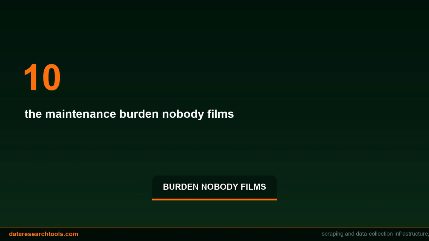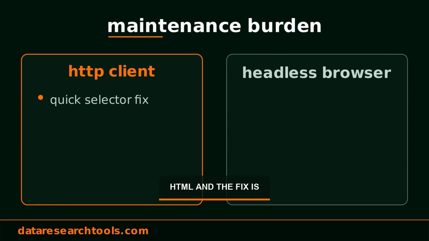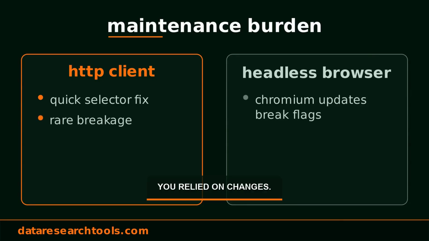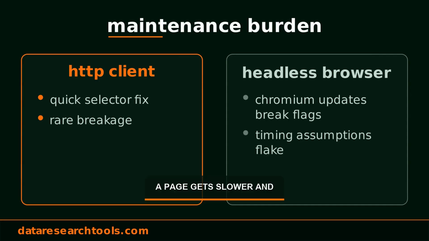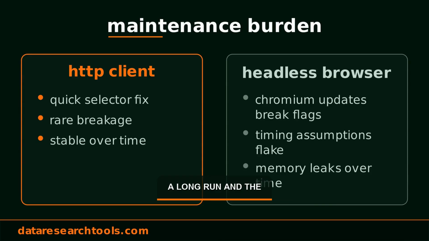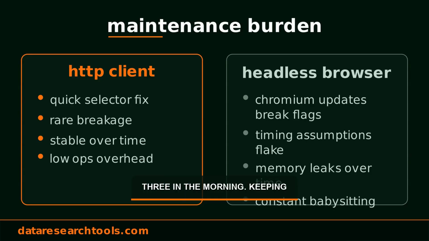The maintenance burden nobody films. Now think past the first run to the 100th. An HTTP client is boring in the best way. It breaks when a site changes its HTML, and the fix is a quick selector update. A browser breaks in far more ways. Chromium updates and the flag you relied on changes. A page gets slower and a timing assumption that held last month starts flaking. Memory leaks creep in over a long run and the process bloats until it dies. The more moving parts you run, the more there is to keep alive at 3 in the morning.